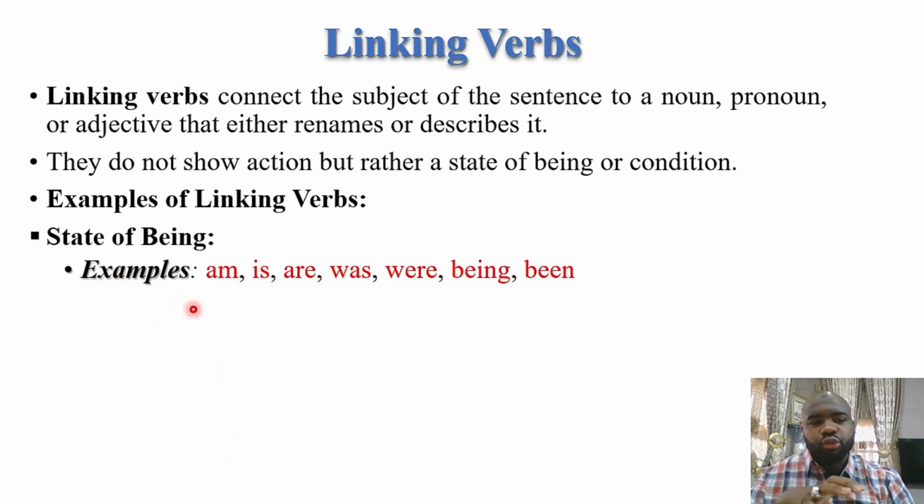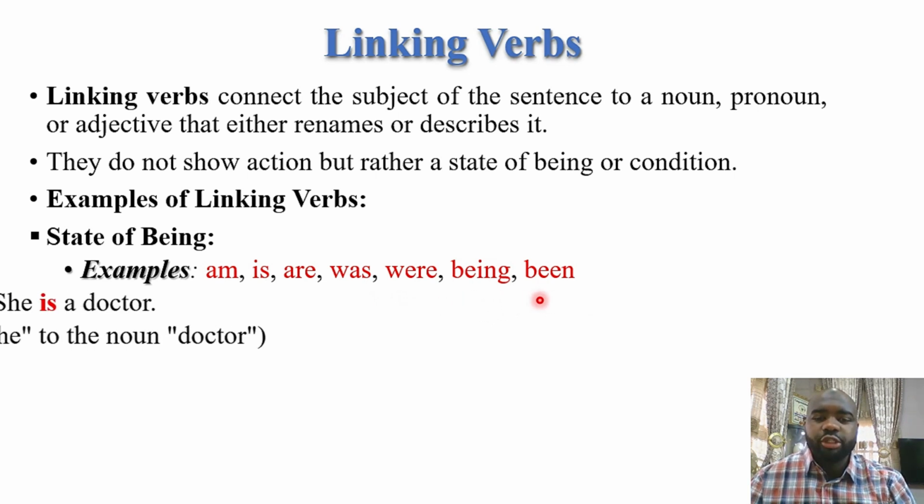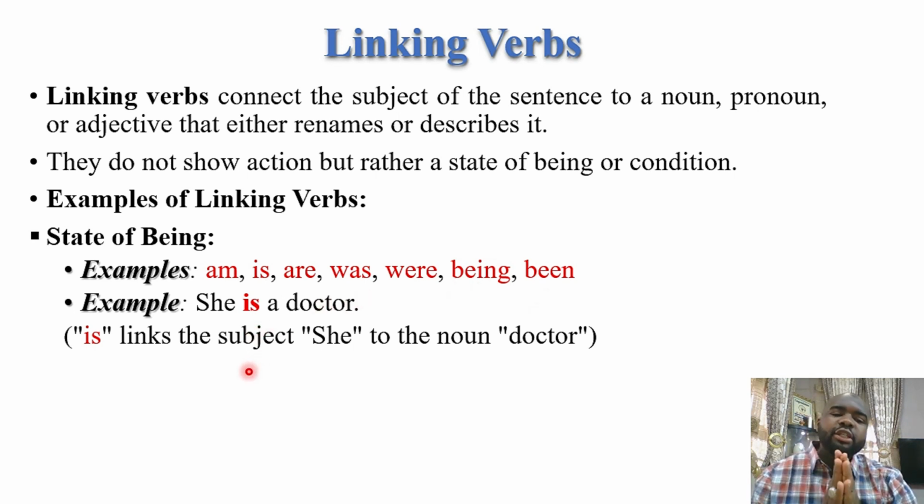Now, these are the examples. State of being, showing something about condition, not something happening. For example: am, is, are, was, were, being. She is a doctor. Here, is links the subject she and the noun doctor. It doesn't say she's doing something, but she is a doctor, signifying what? State of being, her being a doctor.